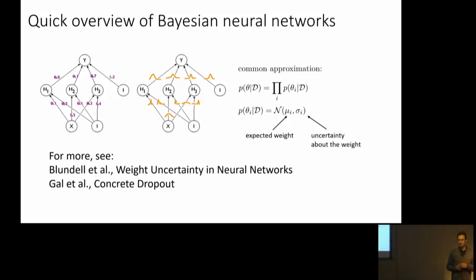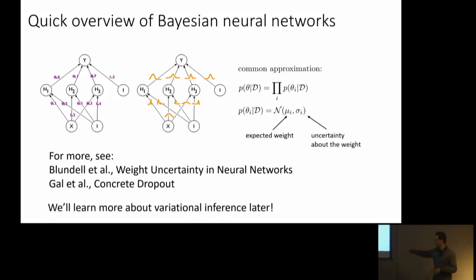I'm not actually going to talk in this lecture about how to train Bayesian neural networks. I'm actually going to talk about a different, much simpler method for uncertainty estimation. But if you want to learn about Bayesian neural network models, I would highly recommend checking out these two papers, Weight Uncertainty in Neural Networks by Blundell et al. and Concrete Dropout by Gal et al. And these two papers describe two different methods for actually training these kind of weight distributions based on variational inference. We'll actually learn more about variational inference later on in the course, but if you want to get some ideas about Bayesian neural networks, check out these papers.